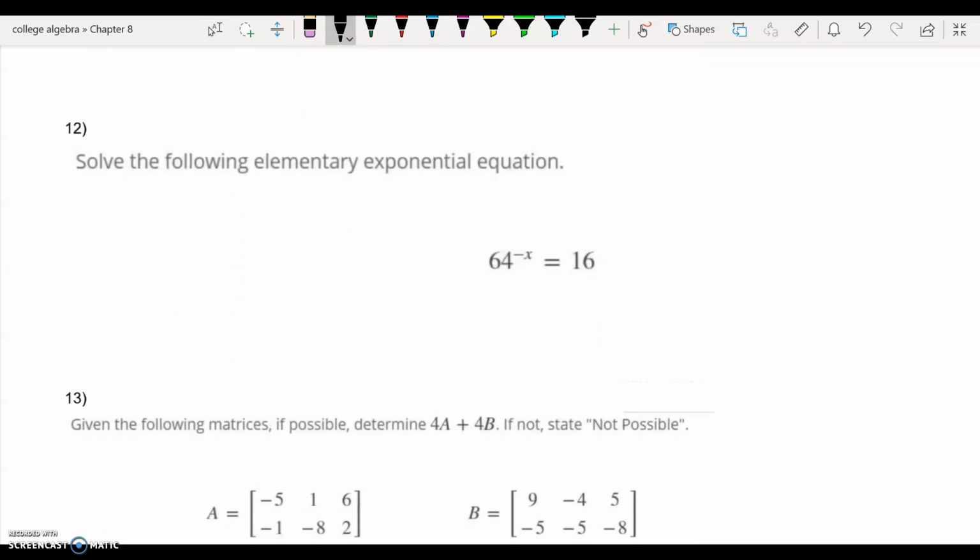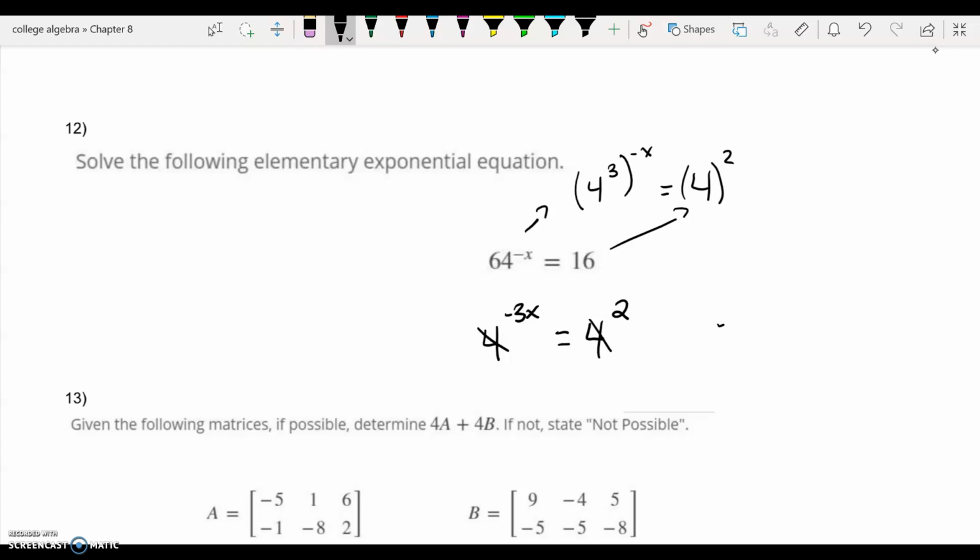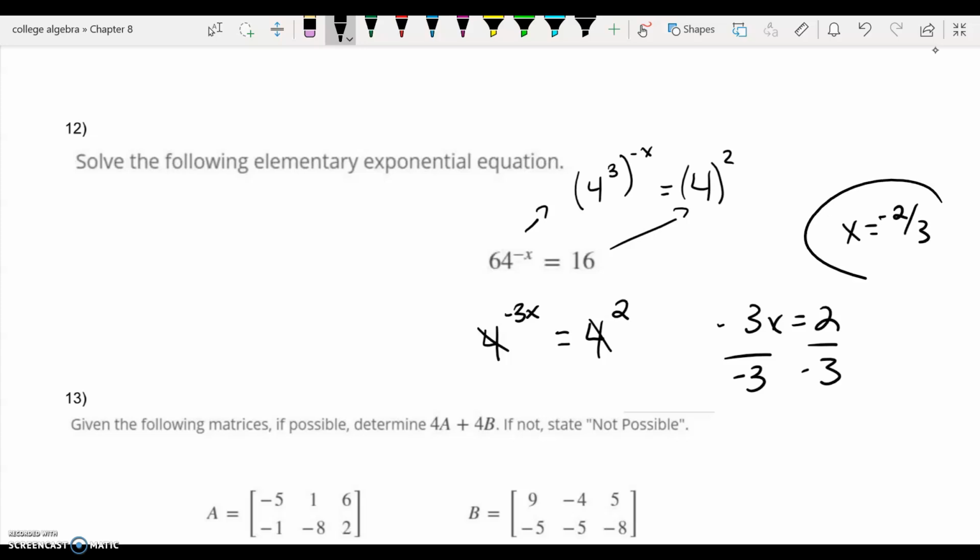Elementary operations. So I'm just going to rewrite these in the same exponent base. So this would be 4 to the -3x equals 4 to the 2nd. Because 4 to the 3rd, so then I just rewrote them by multiplying. Your bases cancel, so I get -3x equals 2 divided by -3. x equals negative 2/3.